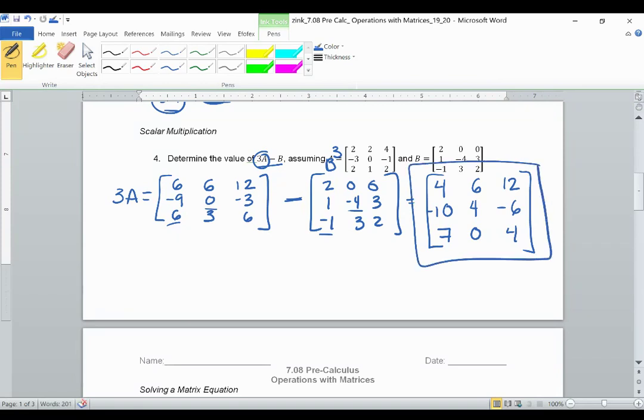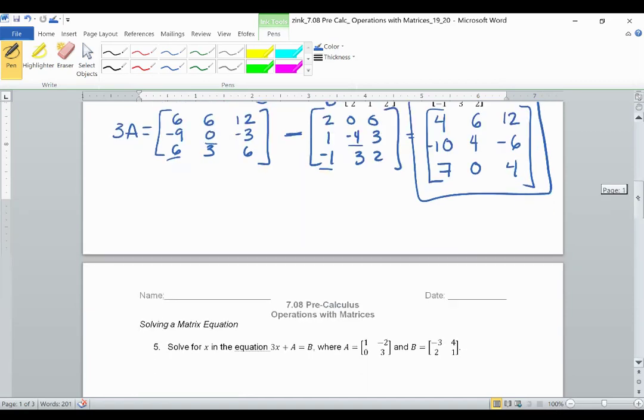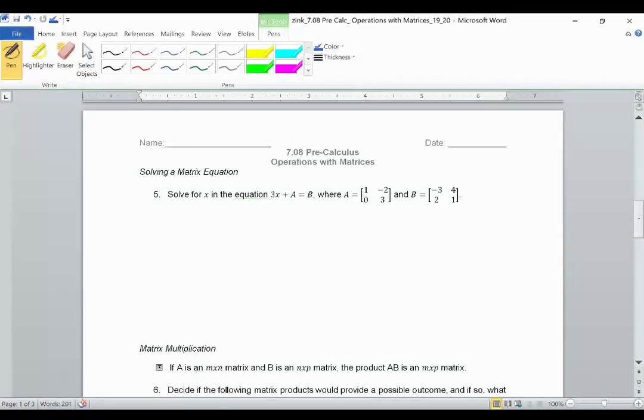And again, this can all be checked right in your calculator after you store in those matrices. Just type that into the home screen and it will literally give you the answer right back.